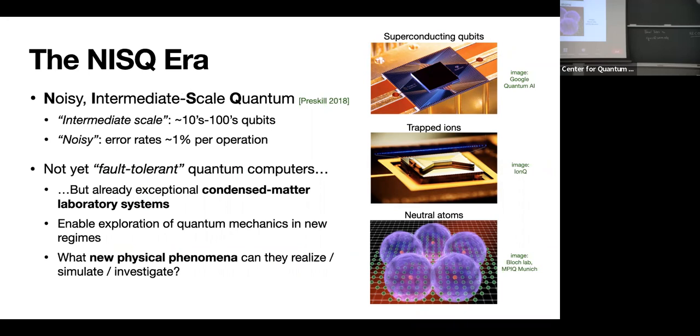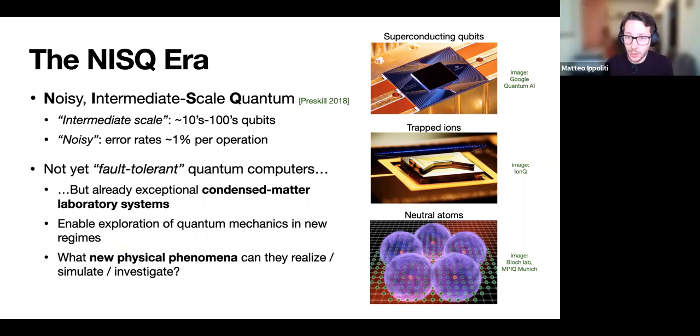NISQ stands for noisy intermediate scale quantum, and by intermediate scale we mean some number of qubits that's in the tens to hundreds, perhaps thousands. And noisy stands for the fact that the control is imperfect, and there are error rates on the order of 1% per operation. So with these parameters, we're still not there in terms of fault-tolerant computing. So we're not going to factor large integers with these devices or anything like that.